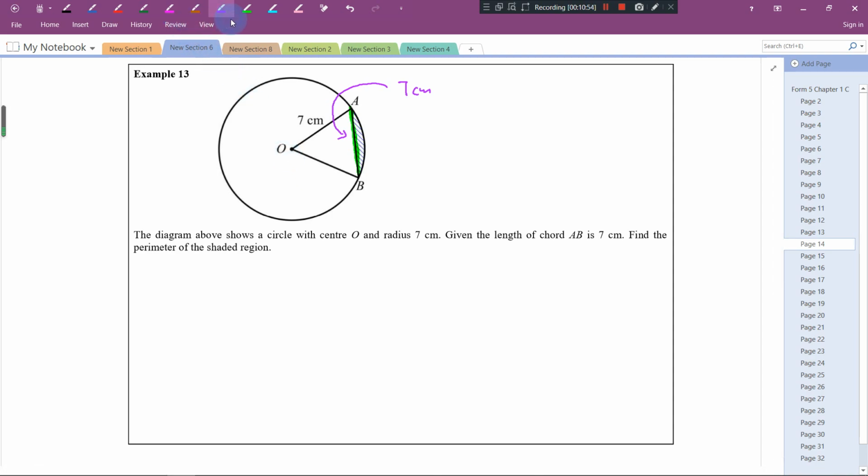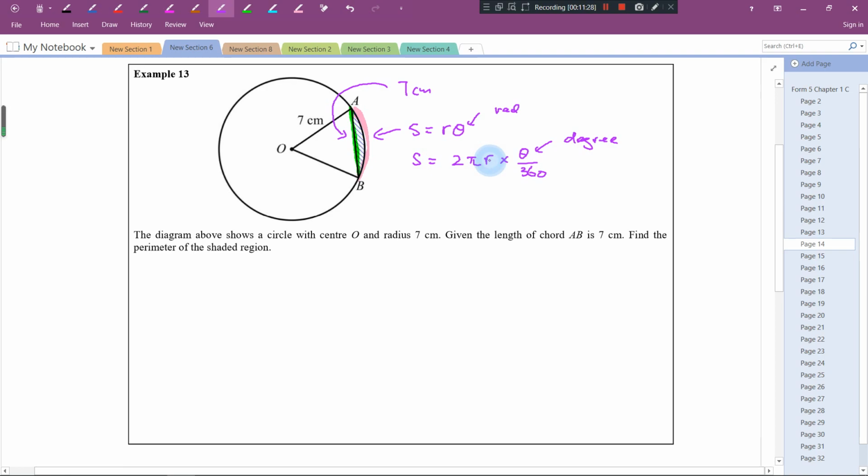We know that if you want to find the perimeter of this shaded region, we have to take this chord length, which is 7 centimeters, plus the arc length AB, right? How to find the arc length? You know that the arc length is S equal to r theta, where theta is in radians. Or S equal to 2 pi r times theta over 360, where theta is in degrees.